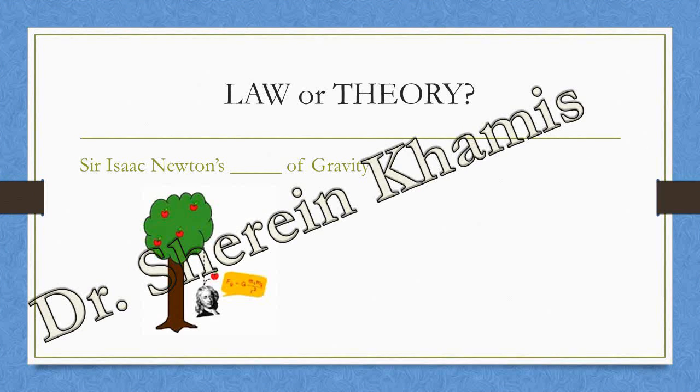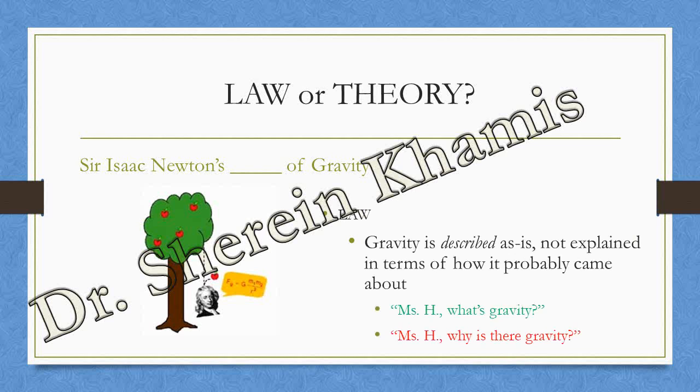Okay, we have other concepts that we discuss here. We said we have two different points: we have law and theory. What is the difference between them? If we take the scientist Isaac Newton, what did he mention or discover here? The law of gravity. Law of gravity.